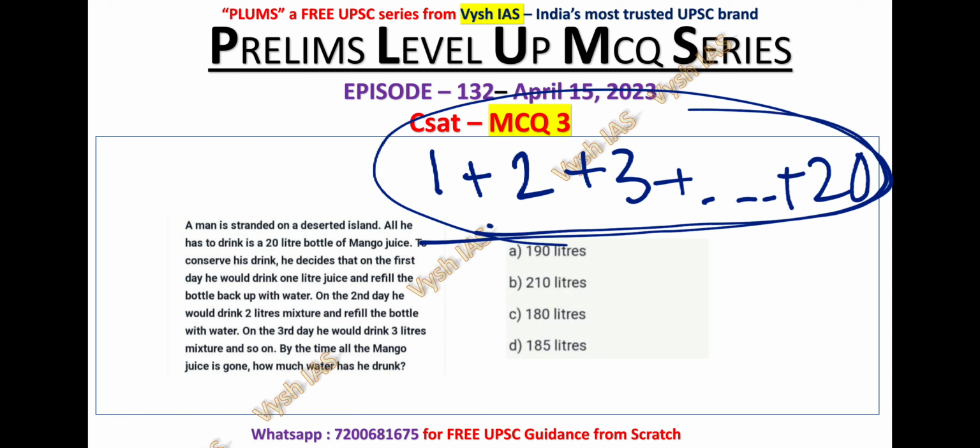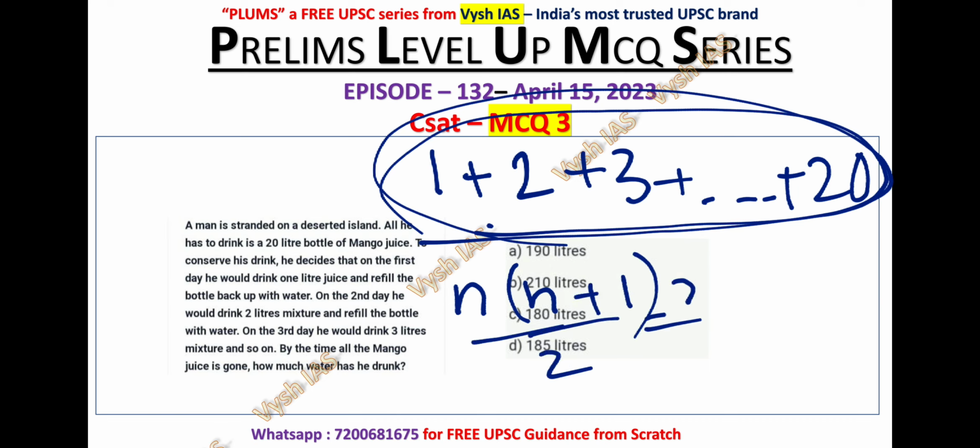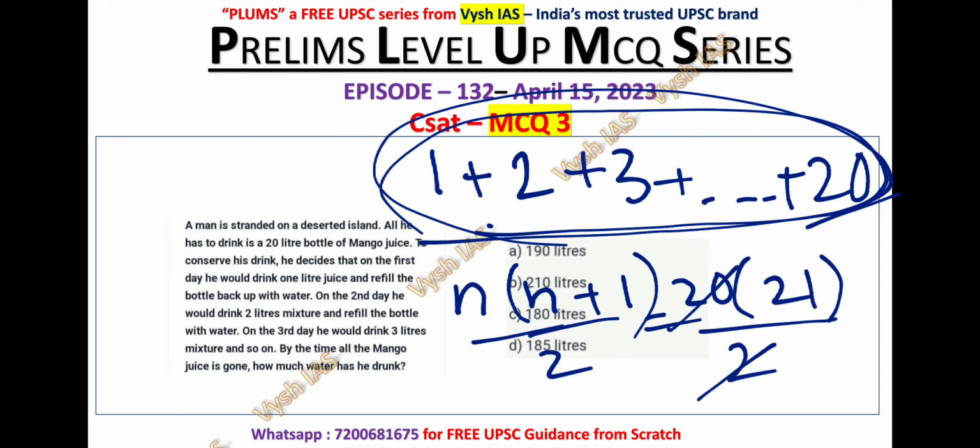So if you find out the value of this equation, the formula is n into n plus 1 by 2, right? N value is given as 20. 20 into 21, 20 plus 1 is 21, by 2. If you find out this value, 21 into 10 is nothing but 210. So total of 210 liters of mixture of water and the mango he has drunk in all 20 days.